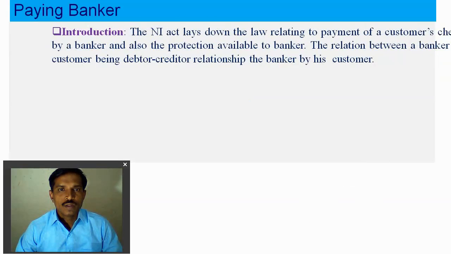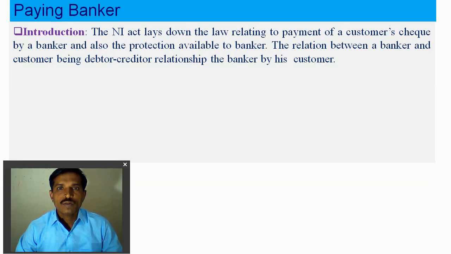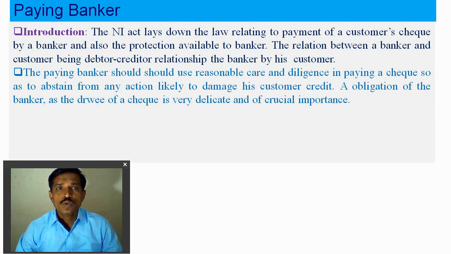So what is the paying banker? The Negotiable Instruments Act lays down the rules for payment of customer checks by the banker, and also the protection available to the banker when paying the customer's check. The relation between the banker and customer is that of debtor and creditor. So the paying banker should use reasonable care whenever paying the customer's check amount to the payee or the parties, because any mistake by the paying bank causes loss and damage to the customer's credit, and there are obligations on the paying banker or the drawee.